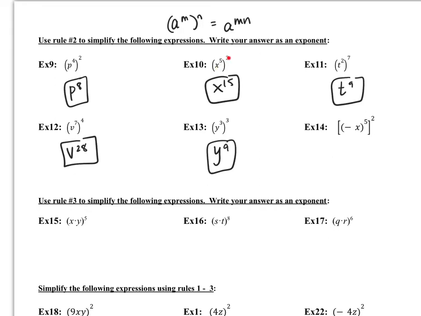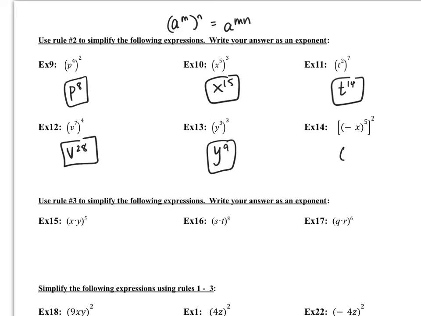So x to the 5th to the 3rd, I can multiply 5 and 3 and get x to the 15th. T to the 2nd to the 7th, I can multiply those together, and I did that wrong already, and get t to the 14th. V to the 7th to the 4th, I can multiply to get v to the 28th, and y to the 3rd to the 3rd, I can multiply and get y to the 9th.